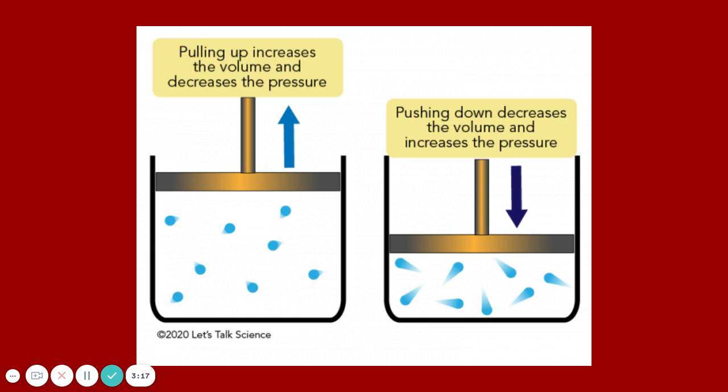Here we have another way of looking at this same principle. On the left-hand side here, pulling up increases the volume and decreases the pressure because there's less particles striking. Here, if I push down on a syringe or something like that, I'm squeezing things together. I'm making the volume less, and therefore the pressure increases because there's more particles hitting the sides at one time.